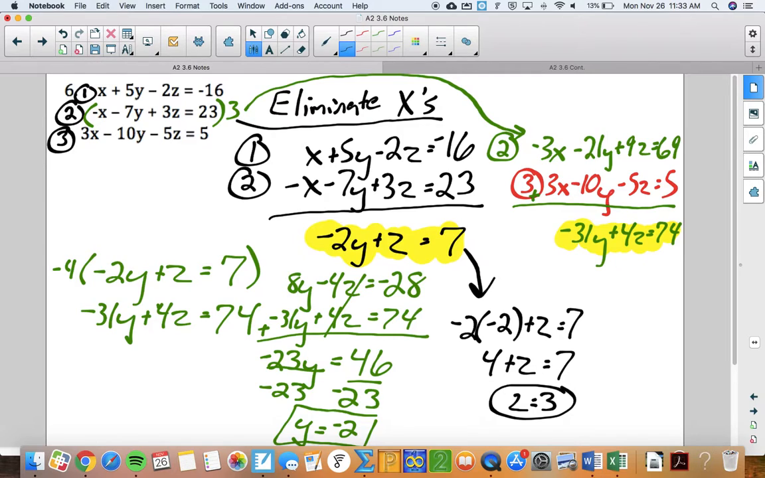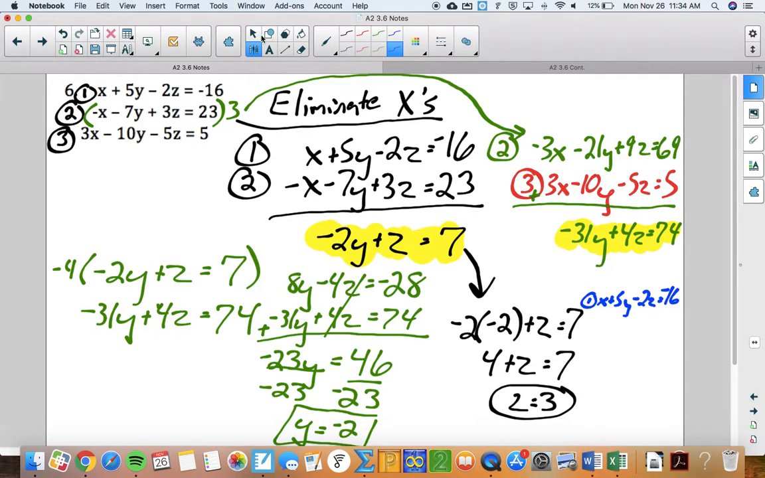And now once we know what the z is, we already know what y is, we got to find which letter? X. So where is there an equation that has an x in it? Oh boy, we got to go all the way back to the beginning. And I like the top one better because x is positive and the numbers are fairly small. So here we go. We're going to use equation number 1. I'm going to write it down. X plus 5y minus 2z equals negative 16.